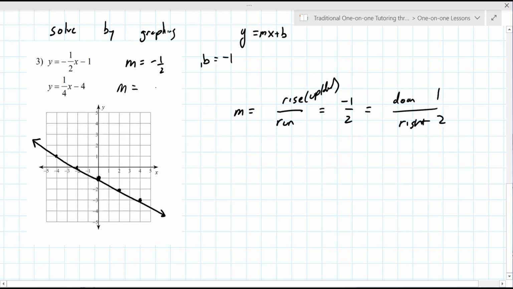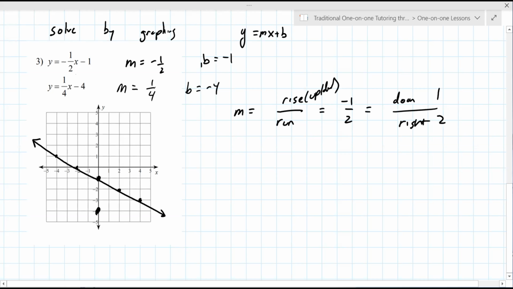What's the slope? What's the b value of the second equation? Slope is the number in front of x, 1/4. And the b value is -4. So you always start at the b value. So you start there at -4.